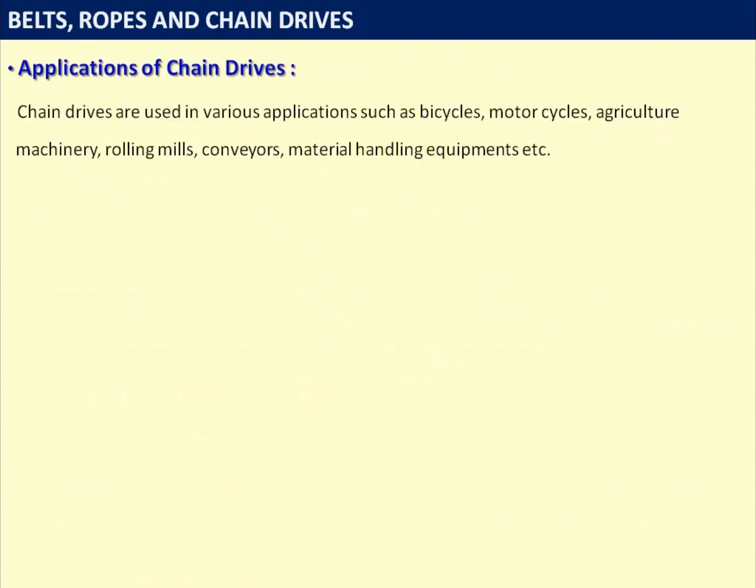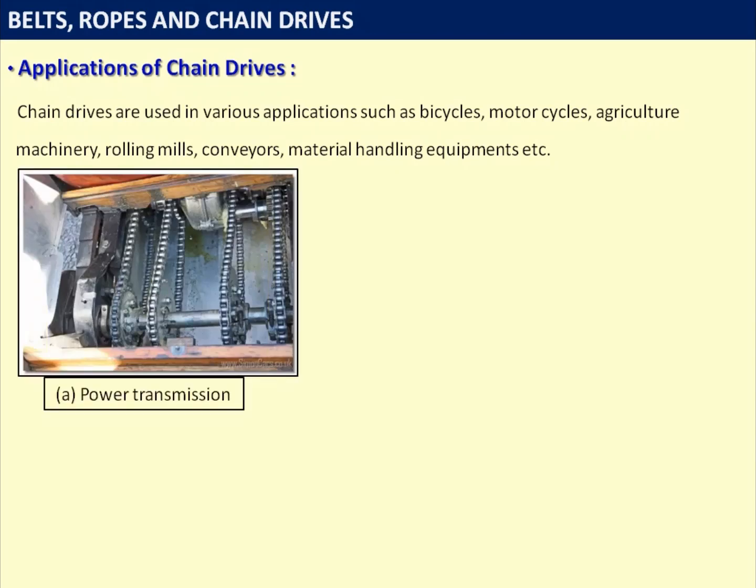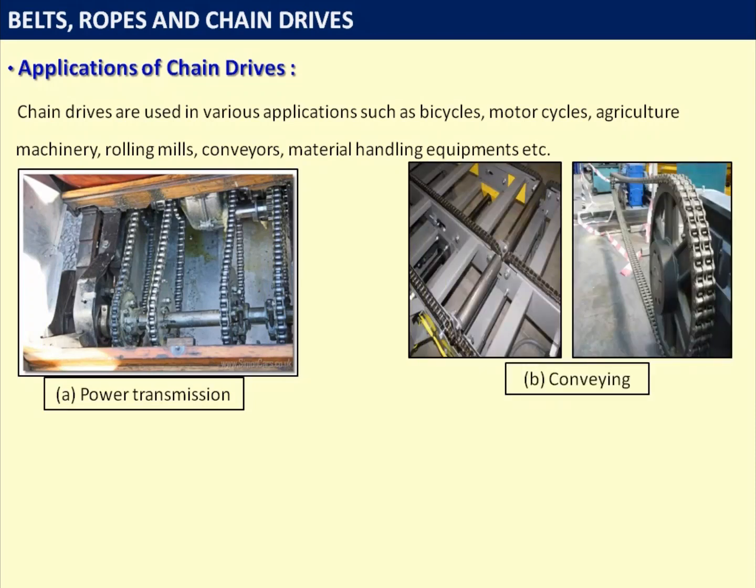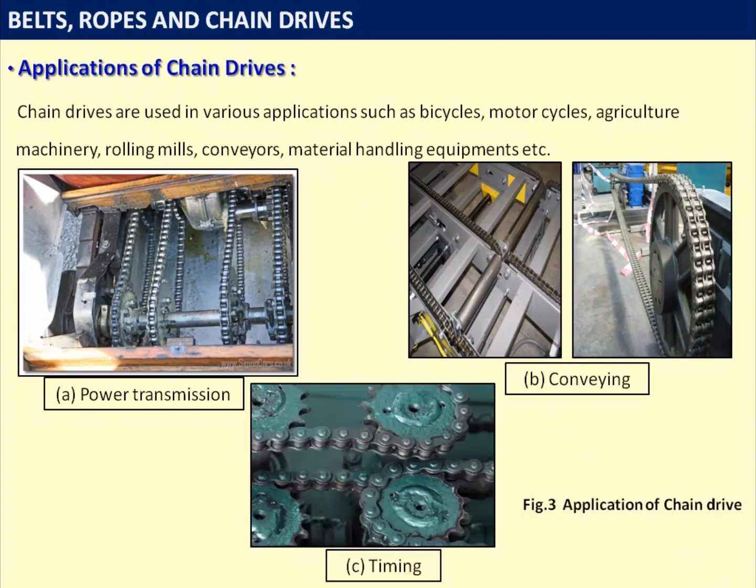Applications of chain drives. Chain drives are used in various applications such as bicycles, motorcycles, agriculture machinery, rolling mills, conveyors and material handling equipment. These are some of the photographs showing the application of the chain drive. This first photograph shows the power transmission application. This second photograph shows the conveying application, and this third photograph shows the timing application.